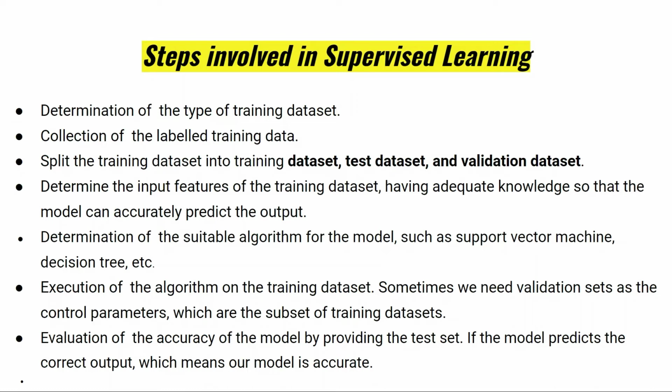Sometimes we need validation sets as control parameters, which are a subset of the training data set. It is because we do not want to miss the edge cases. Finally, evaluate the accuracy of the model by providing the test set. If the model predicts the correct output, it means our model is accurate.